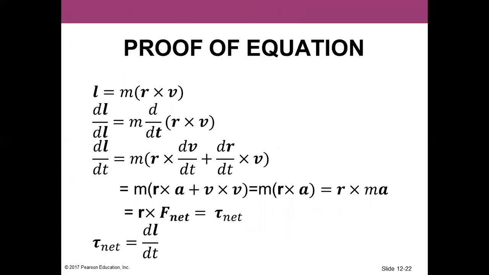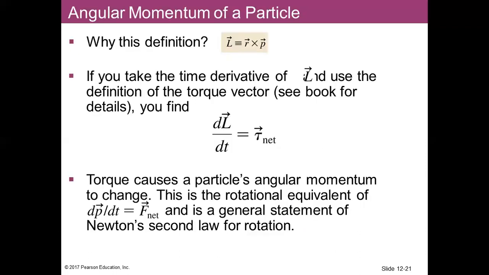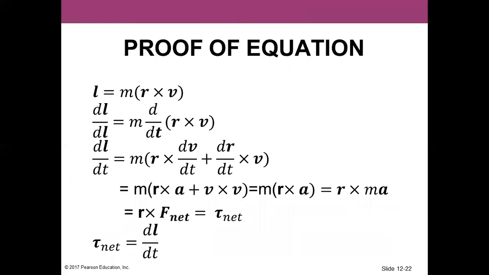So okay, now the proof of this equation, the net torque is equal to the rate of change of angular momentum. We can prove it as follows. We know that the angular momentum L is the same as m R cross V. Now if we differentiate both sides, we have dL/dt, which is equal to m d/dt of the product R cross V.